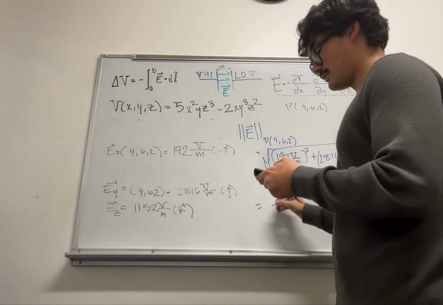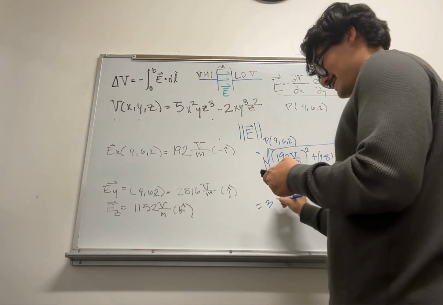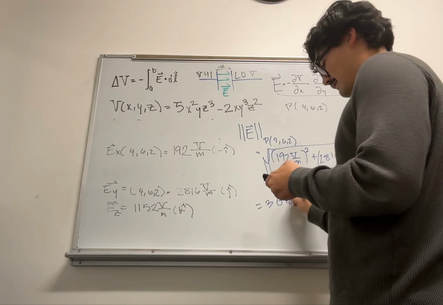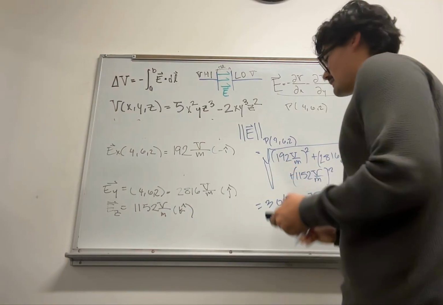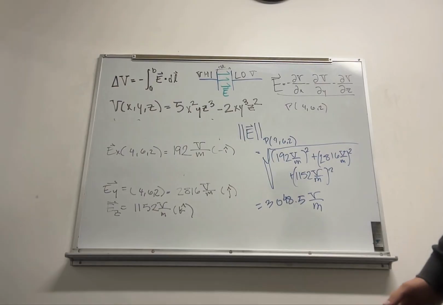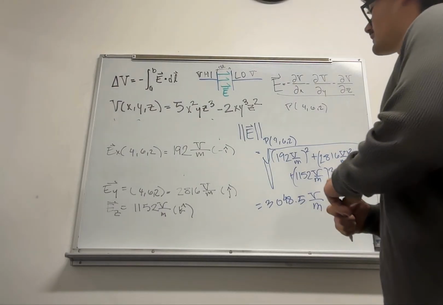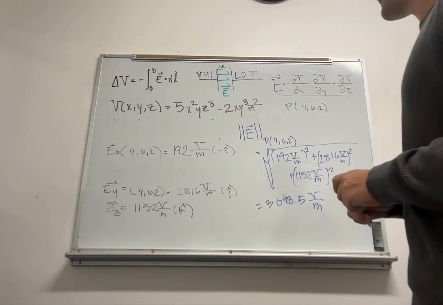And the magnitude of the electric field is 3,408.5 volts per meter. So that is how you use partial derivatives in the context of physics concepts.